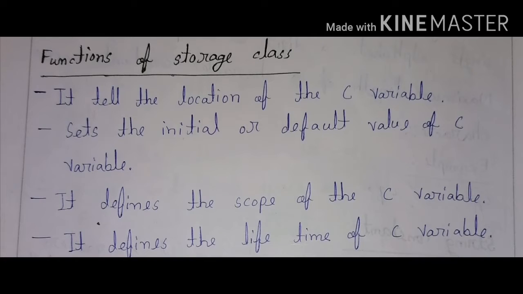What are the functions of storage classes? Function number 1, it tells the location of the C variable. Number 2, sets the initial or default value of the C variable. Number 3, it defines the scope or visibility of the C variable. Number 4, it defines the lifetime of the C variable.